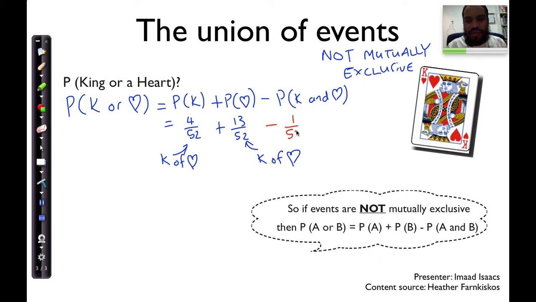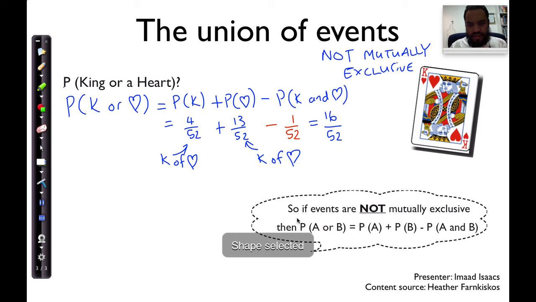And that leaves me with 1 out of 52 and a result of the following. A result that says 4 plus 13 is 17, minus 1 is 16, 16 out of 52. The denominator is all the same, so I can count in this manner. Okay, and so here's the formula that's given to you.